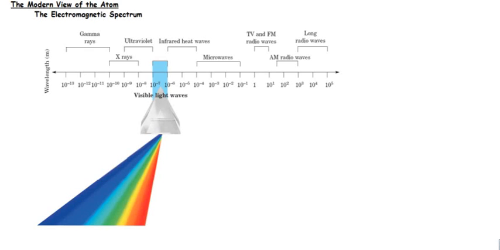Alright, so enough history of atoms. Let's start looking at a more modern view of atoms. And we'll start with the electromagnetic spectrum, which I'm hoping is somewhat familiar to you. It ranks different forms of energy, different forms of light waves, gamma and radio waves, all that good stuff, by increasing energy and also decreasing wavelength, which we'll look at in a minute.